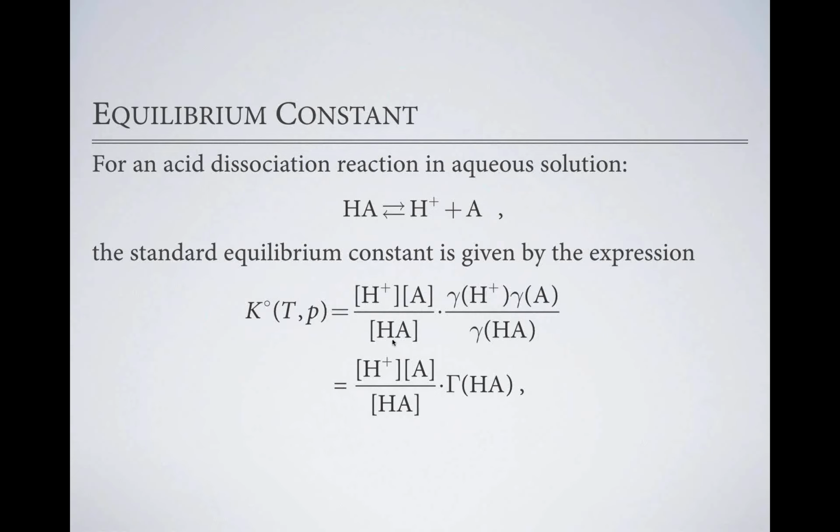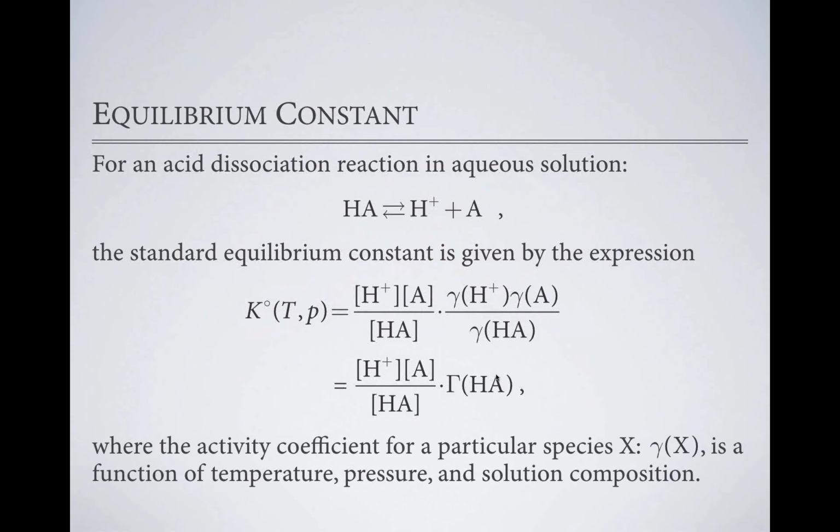The equilibrium constant is traditionally a term in concentrations and a term in activity coefficients. That is really based on the activity of hydrogen ion times the activity of the base coming from this acid, divided by the activity of the acid itself. And we can group all these activity coefficients together in this one term with a capital gamma. I'll just use that as a simple notation going forwards. Now, the activity coefficients are functions of temperature, pressure, and solution composition. This K was just a function of temperature and pressure.